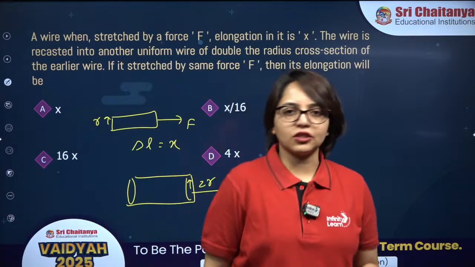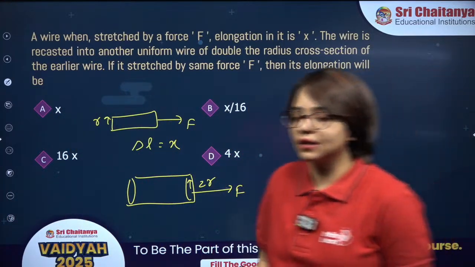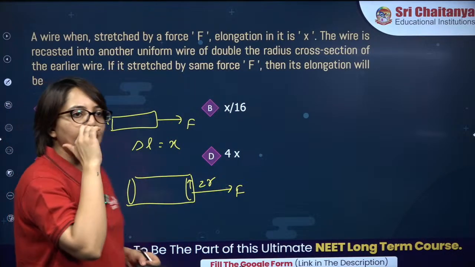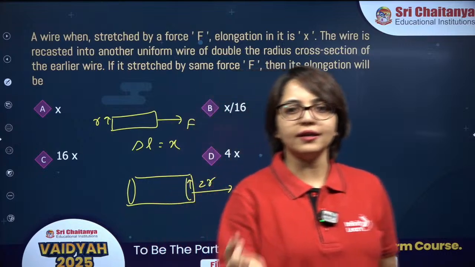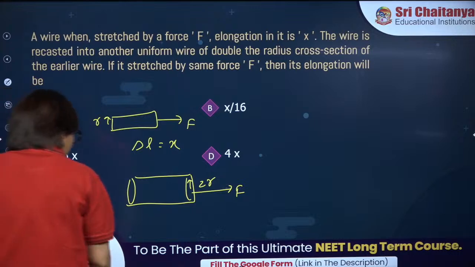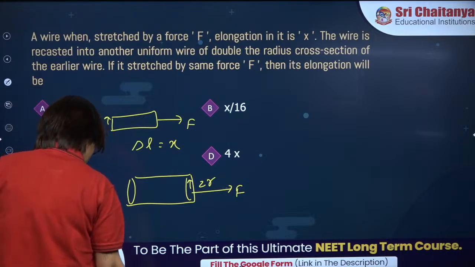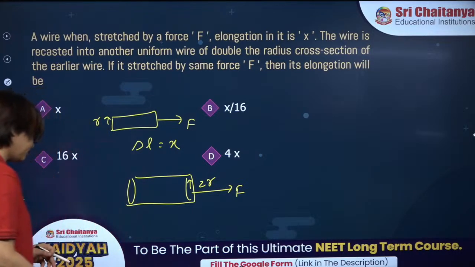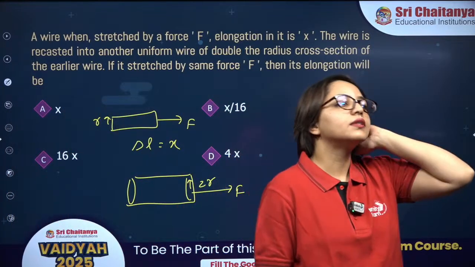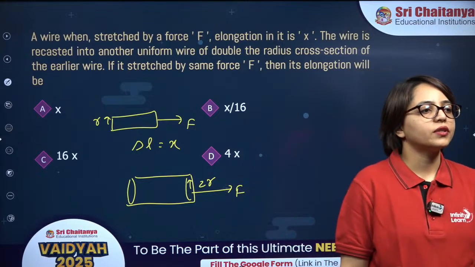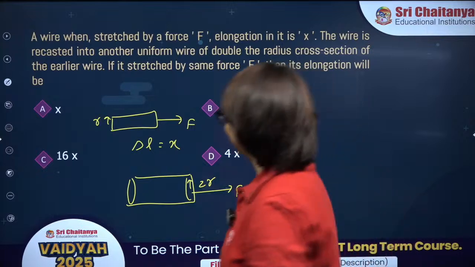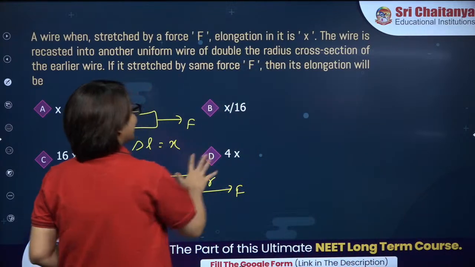If you are increasing the cross section area, what will happen to the length, everyone? If you are increasing the thickness of the wire, will the length increase or decrease or remain constant? Can you tell me? If you are increasing the thickness of the wire, what will happen to the cross section area, length? 16x, option C. 18x, oh my god, is there any option as 18x over here?